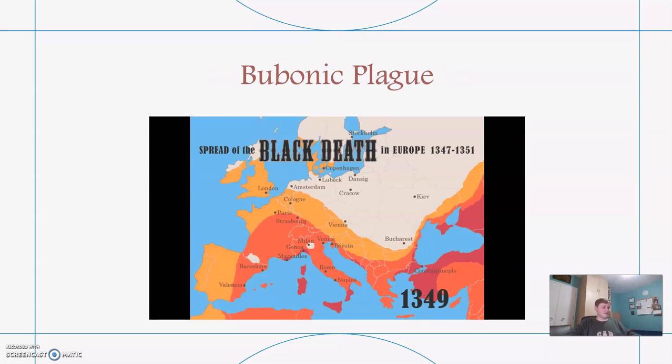Another factor contributing to the decline of feudalism was the widespread bubonic plague. This caused not only a loss in population, but also a decrease in their economy due to the loss of workers.